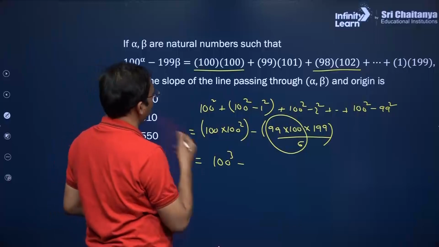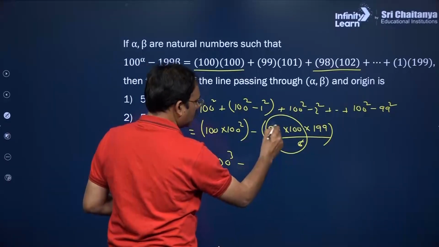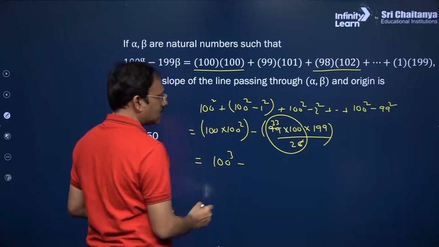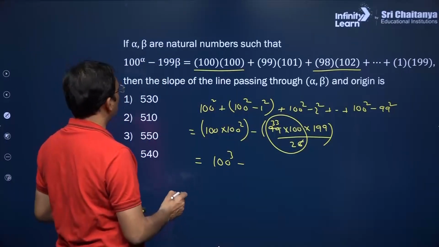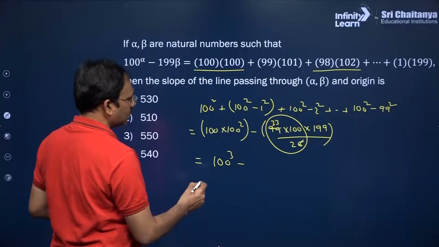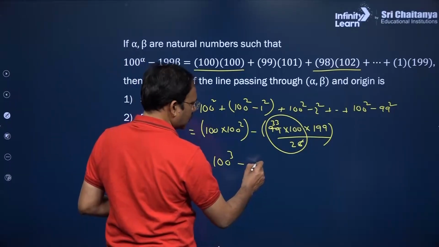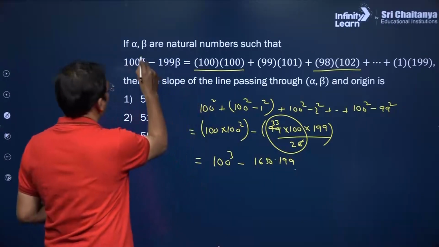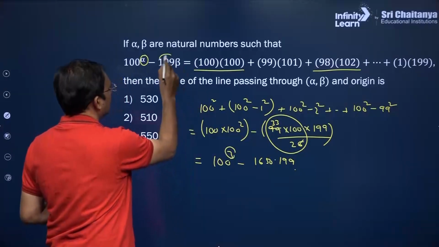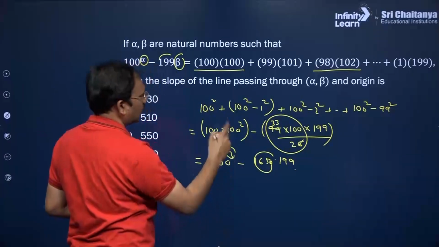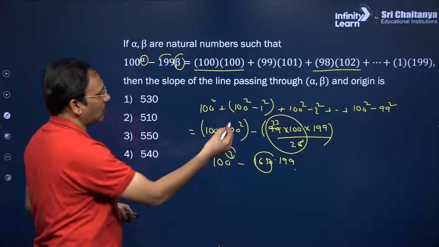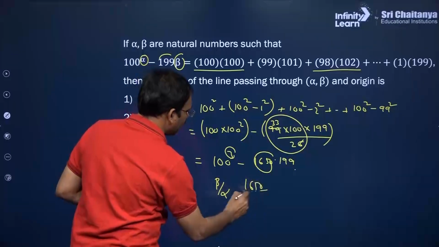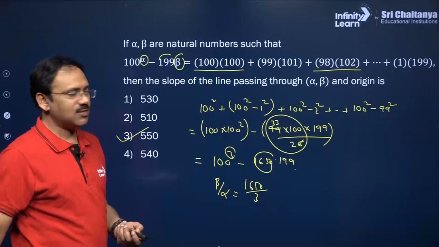So you can say here, 3 2 times, 50 into 3 here. This is 3300 by 2 is going to be, my dear friends, you can say, 1600 and 50, right, into 199. So alpha is going to be 3, beta is going to be 1650. Now the slope of the line passing through alpha, beta and origin is beta by alpha, that is 1650 by 3, my dear friends. 550 is the answer.